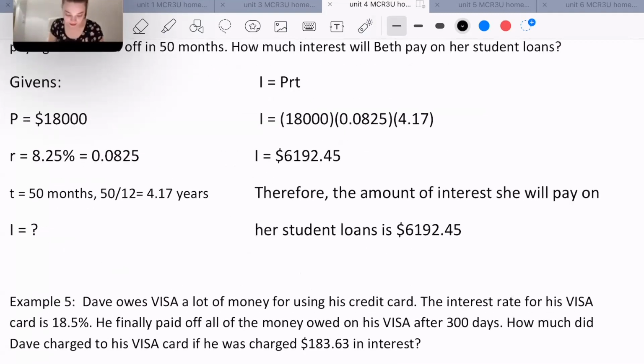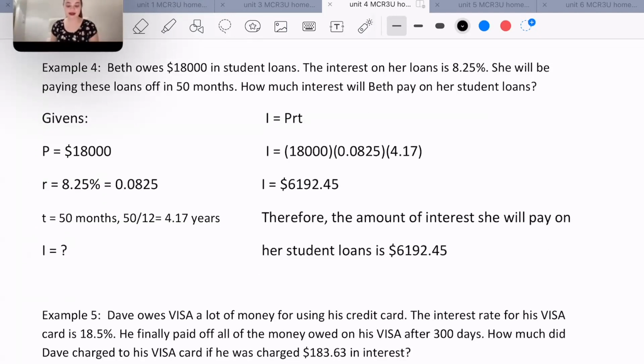Here's another example. It says Beth owes $18,000 in student loan debt. The interest on her loans is 8.25%. She will be paying these loans off in 50 months. How much interest will Beth pay on her student loans? So basically 50 months, we have to convert that to years, remember? So we're going to convert that and say that 50 months is the same as 4.17 years. The interest rate is 8.25, which we're converting to decimal form, which is going to give us 0.0825. And P, the principal, the initial amount that Beth is borrowing, is $18,000.